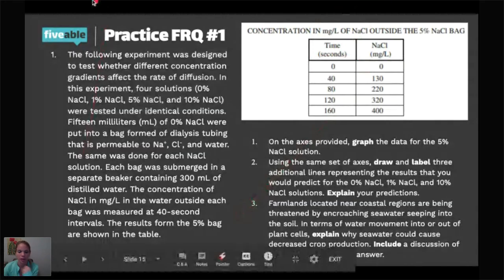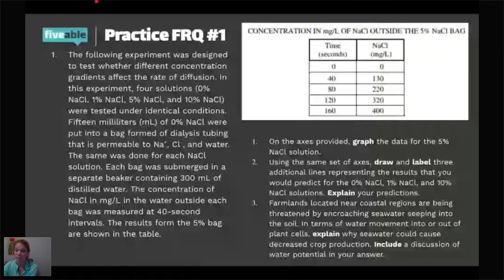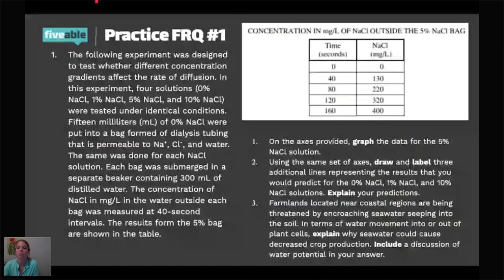Guys, I was an AP reader. I graded 5 zillion AP tests last summer. I know how this works. And there were so many kids I couldn't give a grade because they didn't put milligrams per liter, and it crushed my soul. So keep that in mind.